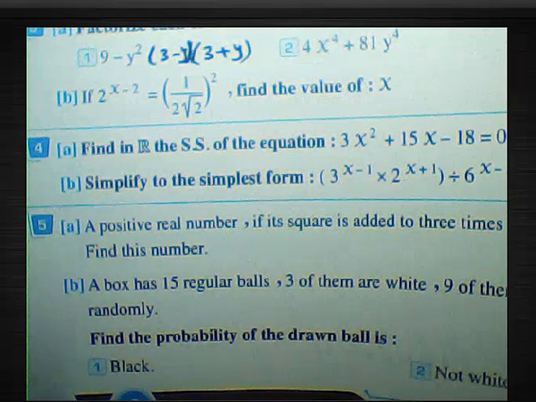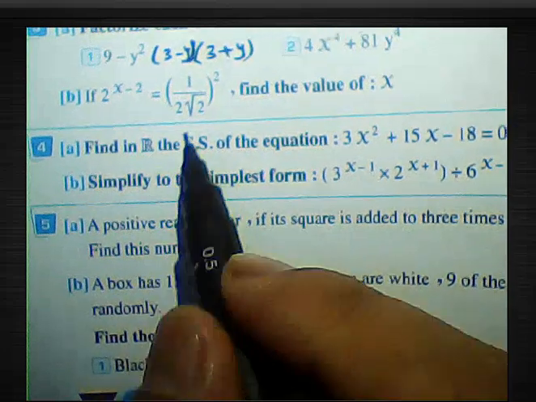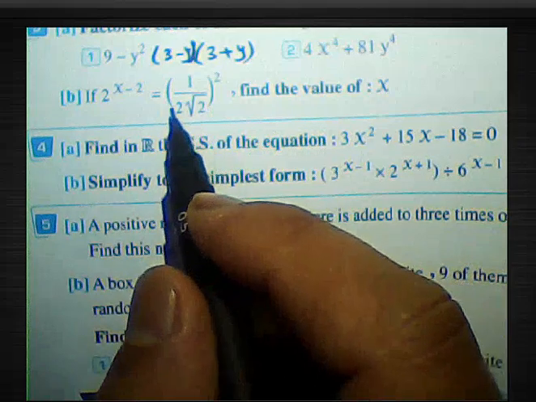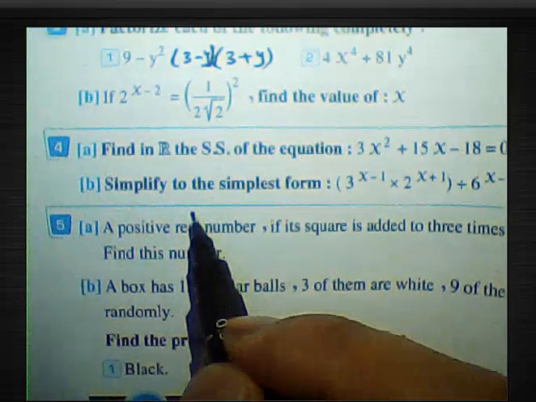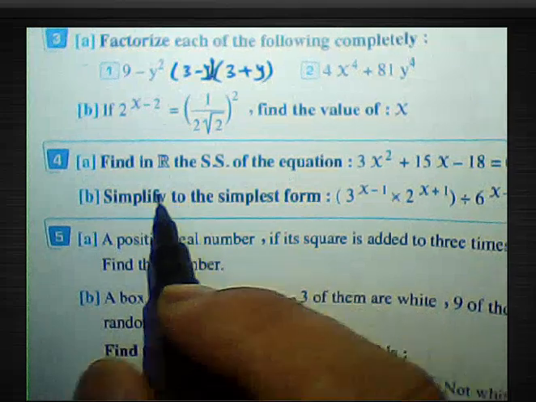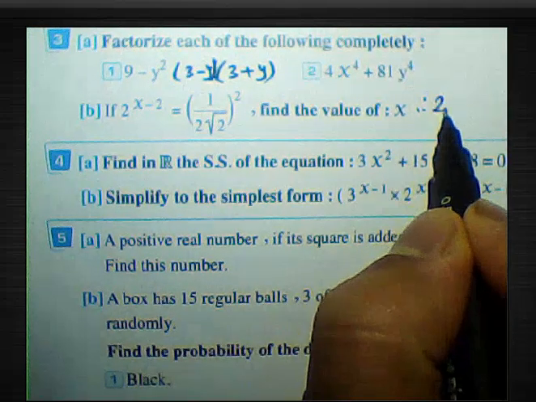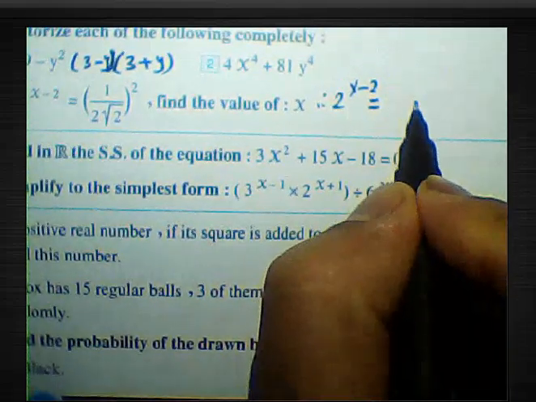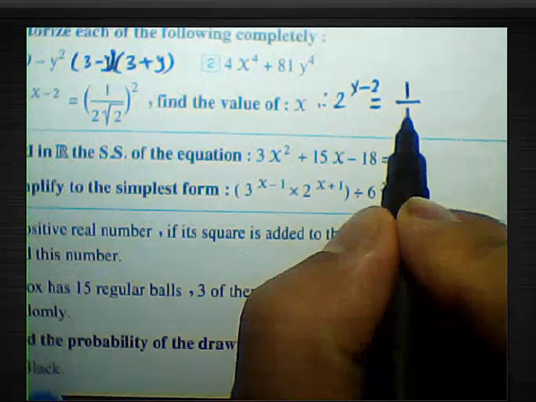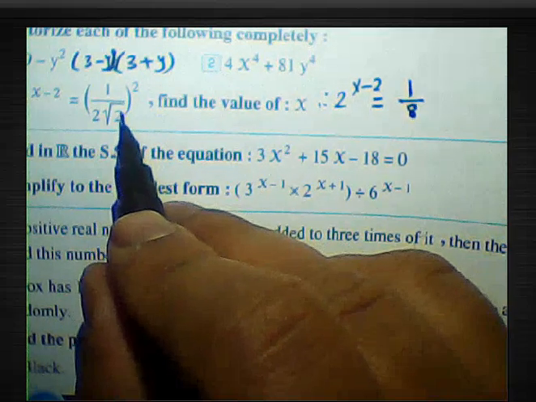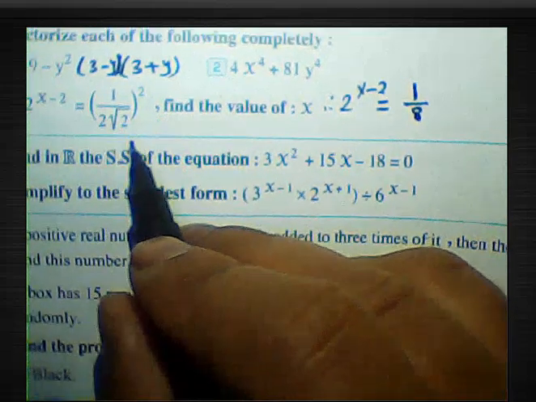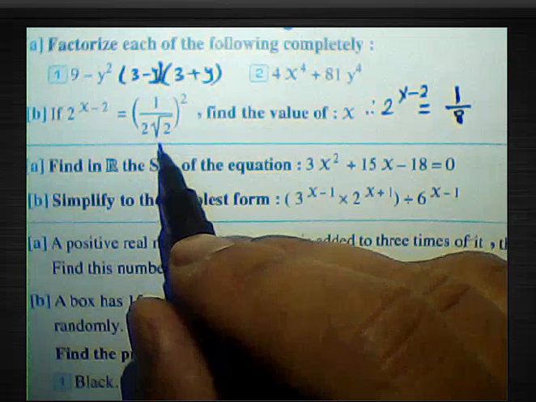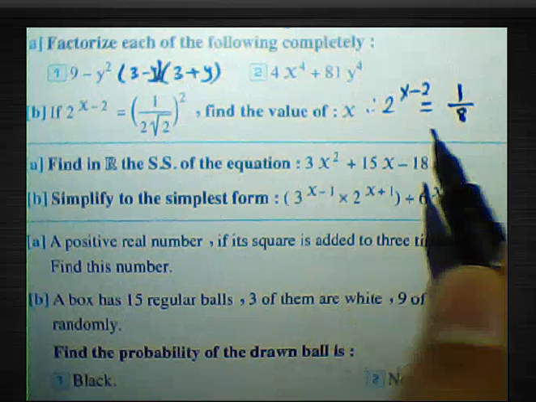2 power x minus 2 equals (1 over 2 root 2) all power 2. Find the value of x. We can find the value of the right hand side here. 1 power 2 equals 1. Then 2 power x minus 2 equals 1 over 4 times 2, which equals 8, because (2 root 2) power 2 means 2 root 2 multiplied by itself. 2 times 2 equals 4 and root 2 times root 2 equals 2, 2 times 4 equals 8.